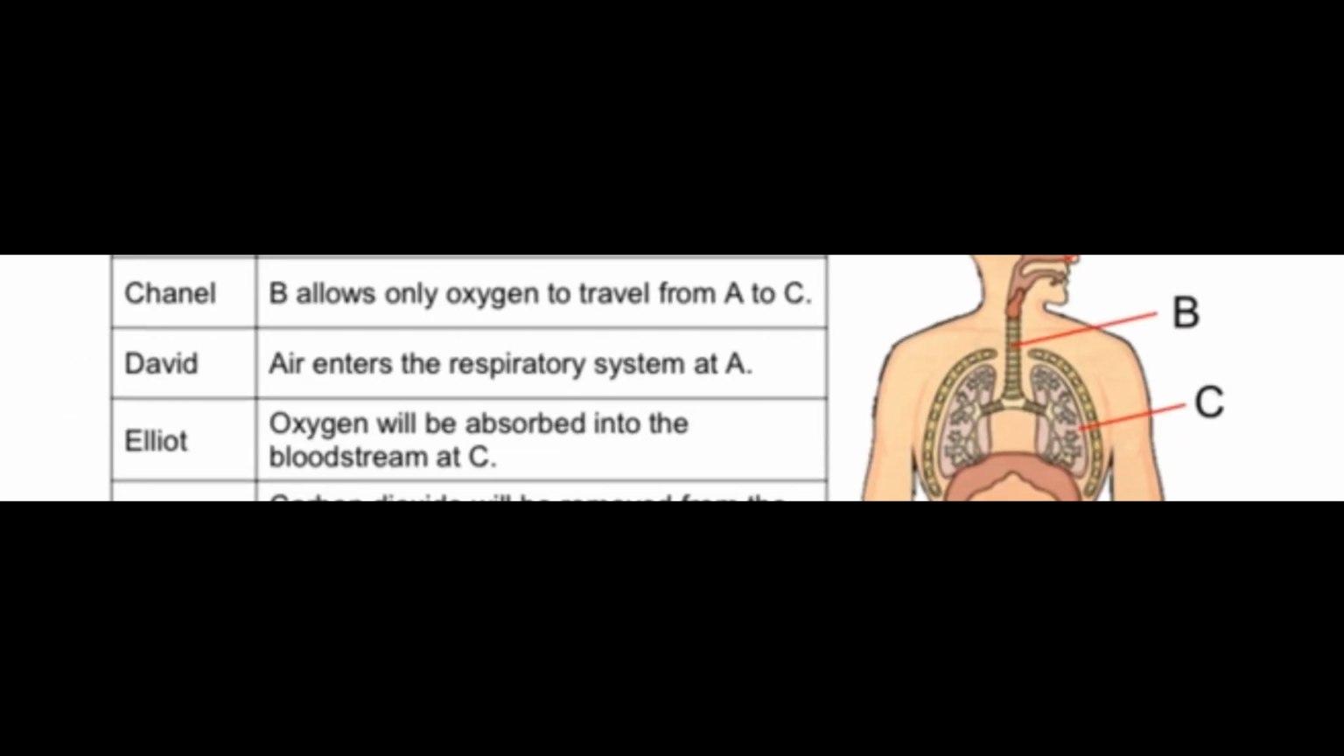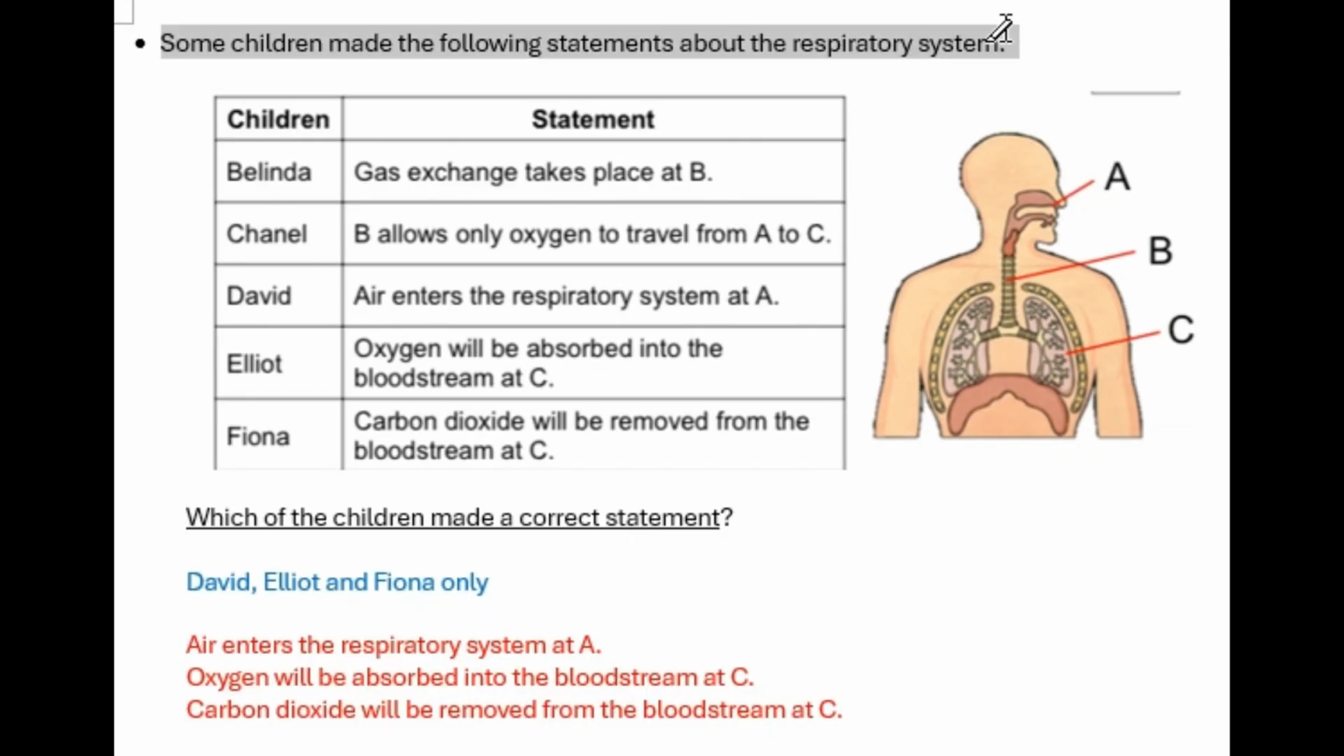Some children made the following statements about the respiratory system. Which of the children made a correct statement? David, Elliot, and Fiona only. Air enters the respiratory system at A. Oxygen will be absorbed into the bloodstream at C. Carbon dioxide will be removed from the bloodstream at C.